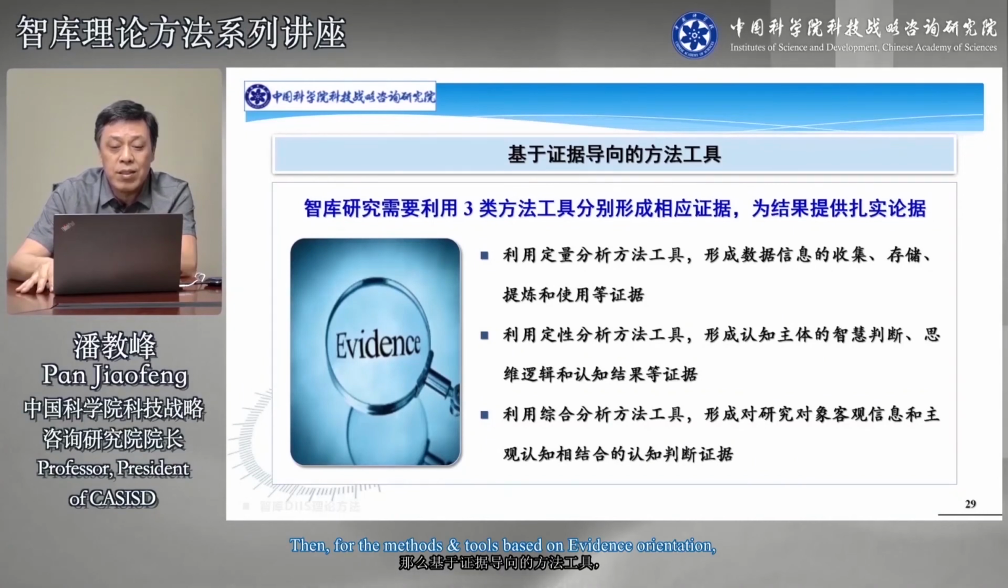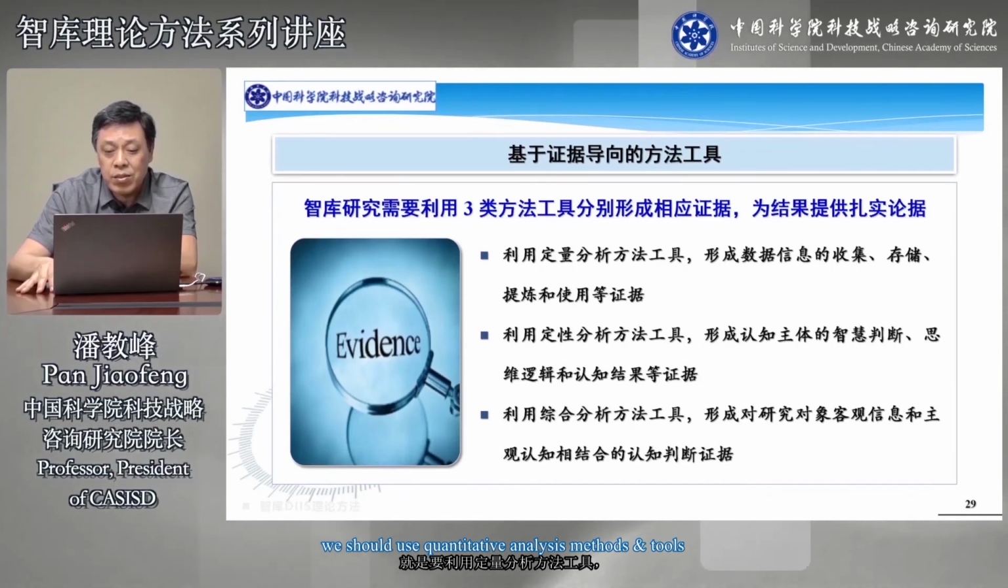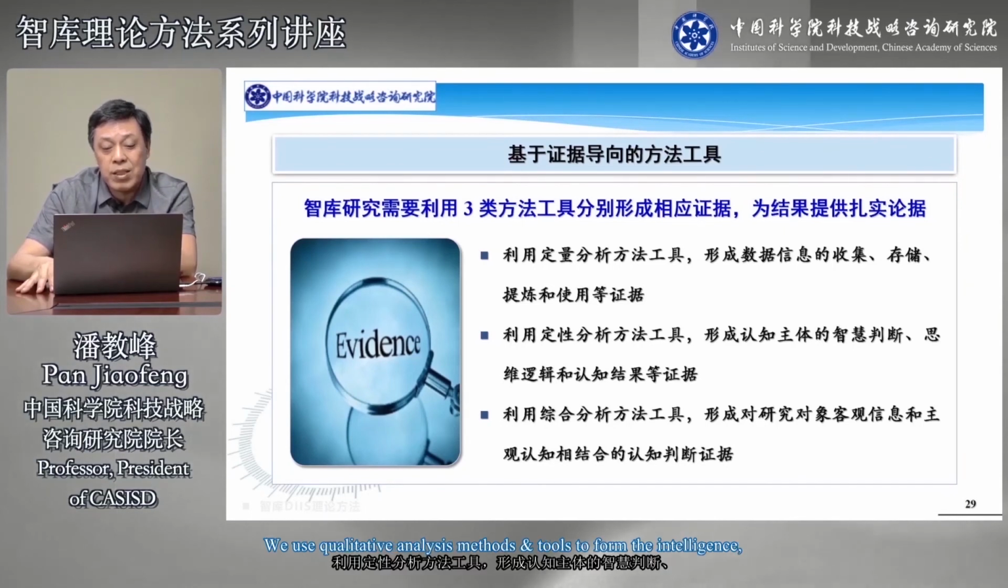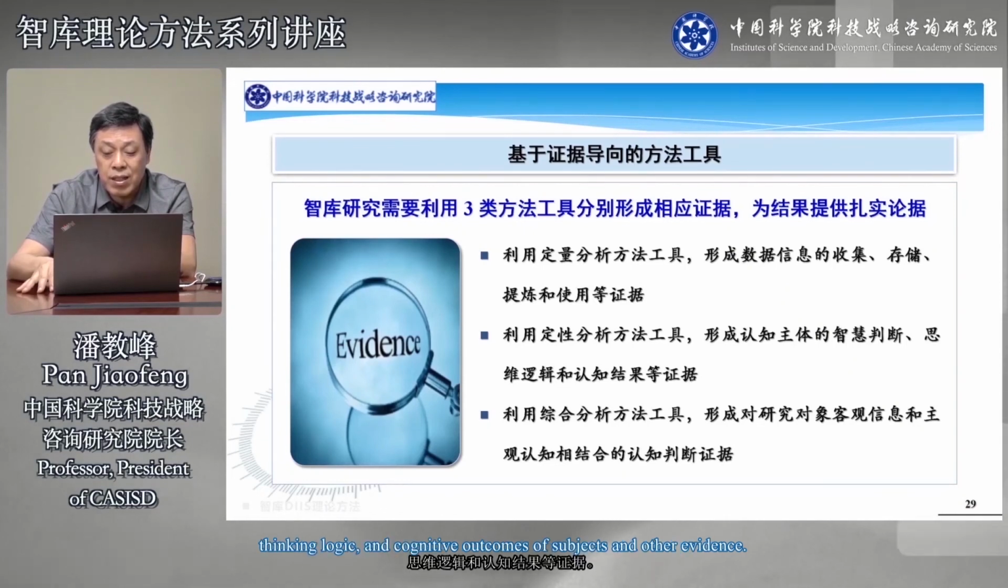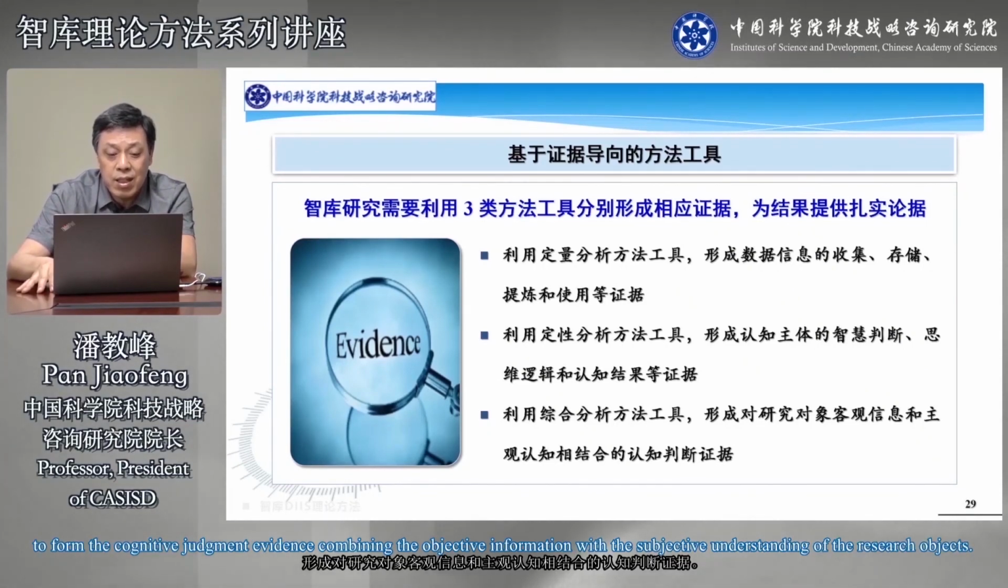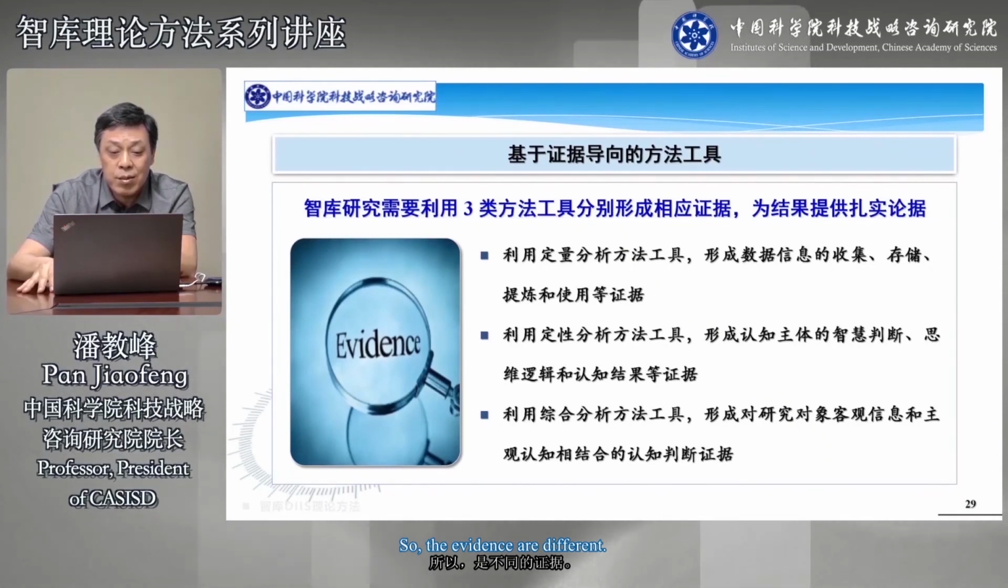Then for the methods and tools based on evidence orientation, we should use quantitative analysis methods and tools to form the collection, storage, extraction, and application of data information and other evidence. We use qualitative analysis methods and tools to form the intelligence, thinking logic, and cognitive outcomes of subjects and other evidence. We should use the comprehensive analysis methods and tools to form the cognitive judgment evidence, combining the objective information with the subjective understanding of the research objects. So, the evidence are different.